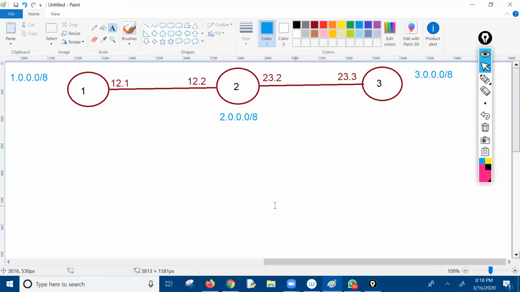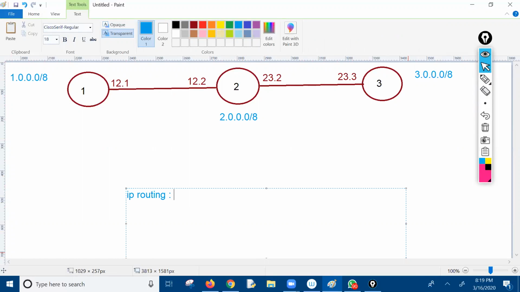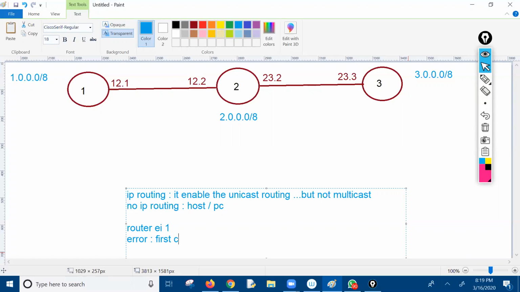So far so good. Now, as we know, by default on every router the command ip routing is enabled. What is the use of this command? It enables unicast routing, but not multicast. Remember this. If I disable this command, the router will behave like a host, or a PC. If you do not enable this command, you cannot implement router EIGRP or any routing protocol. If I say router eigrp 1 and no ip routing is enabled on the router, it will give an error message saying first configure ip routing.